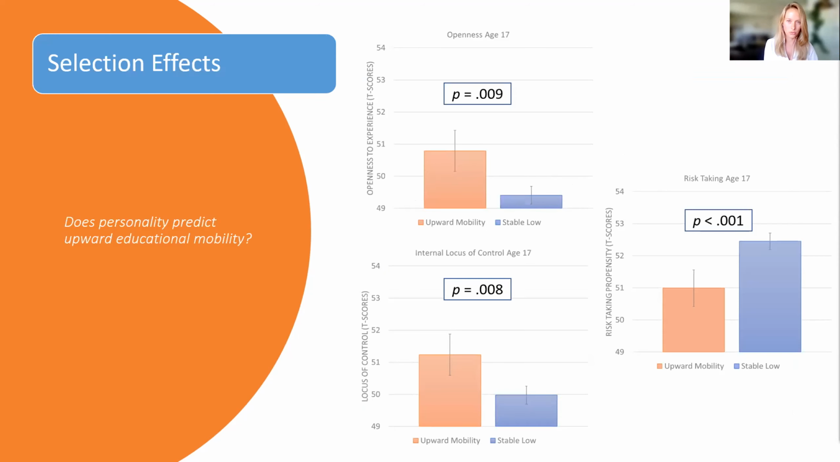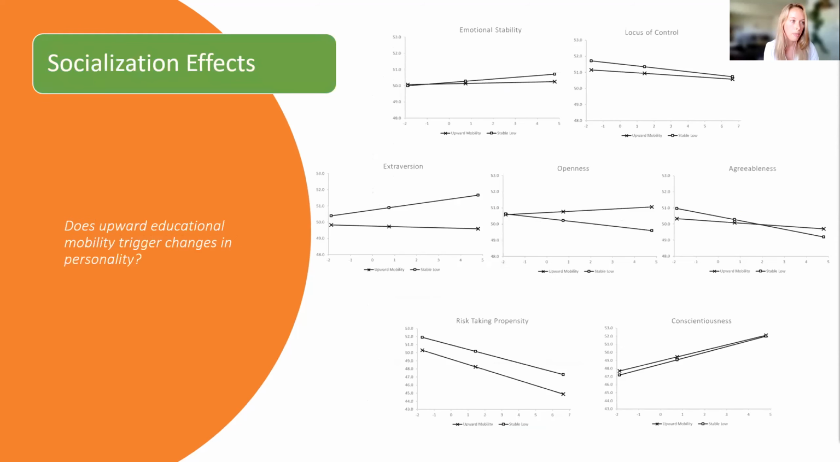So the answer to the first question, does personality predict upward educational mobility? The short answer is yes. We found differences in openness, in risk-taking, and in internal locus of control. So the upward mobility group scores higher on openness and has a more internal locus of control compared to the stable low group before the transition to university. And they score lower on risk-taking before this transition.